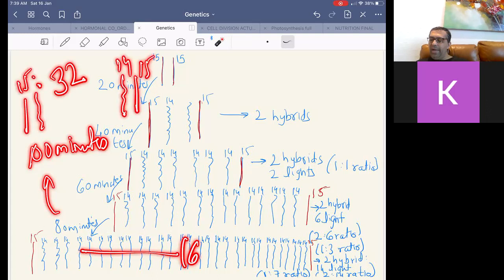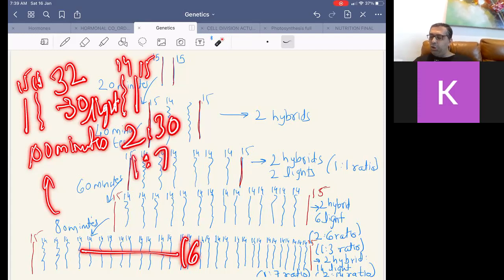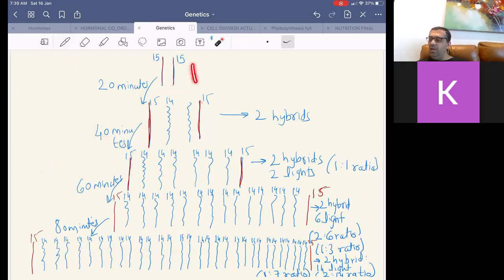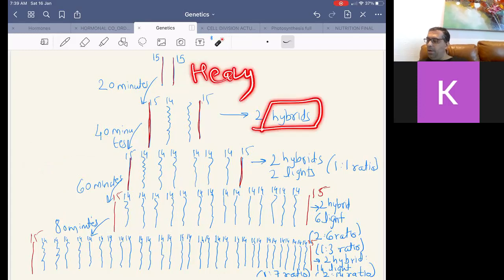15-14. And in between, 30 will become light. So the ratio you will get is 2:30, or 1:15. So here we have heavy. Here we have two hybrids. Here we have 1:1 ratio.